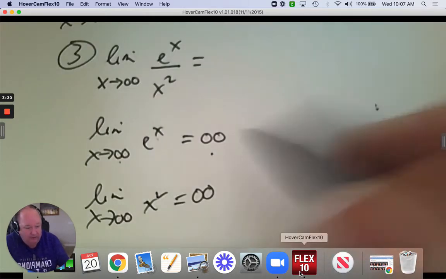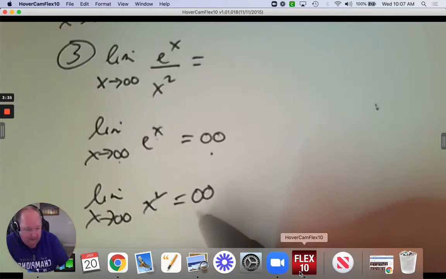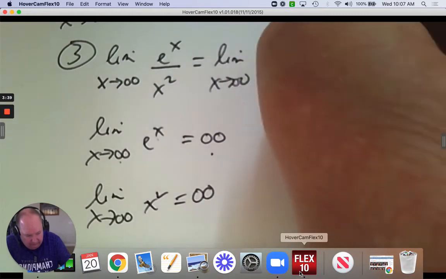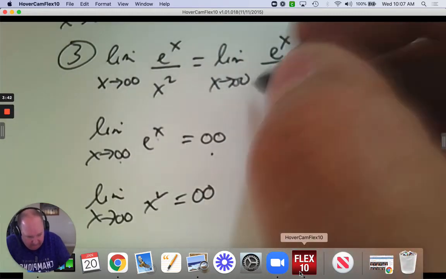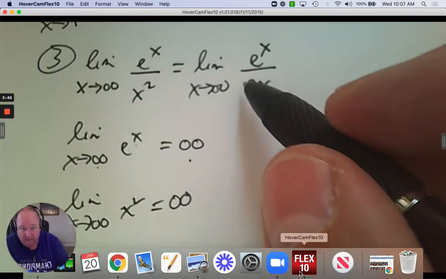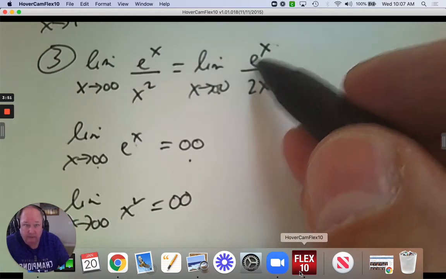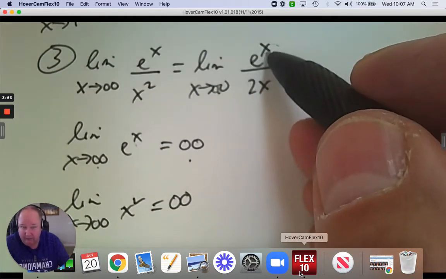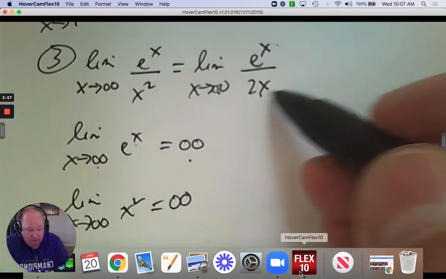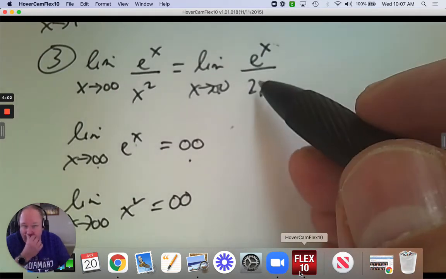Well, we can then take the derivative. If we have infinity over infinity, then the derivative of the numerator, e to the x, is e to the x, and the derivative of x squared is 2x. Both of these are still going to infinity. If I plug in 1 billion, this answer just keeps rising to infinity. Same thing here: 2x is a line that's also going to infinity. Both of these are approaching infinity.